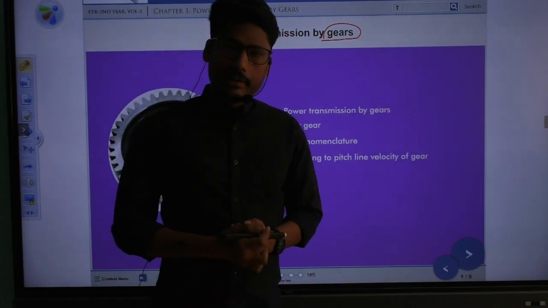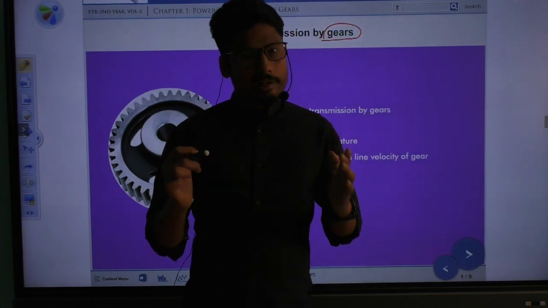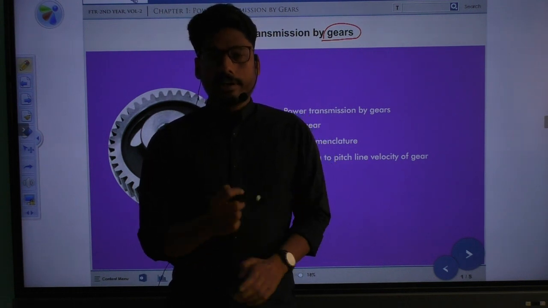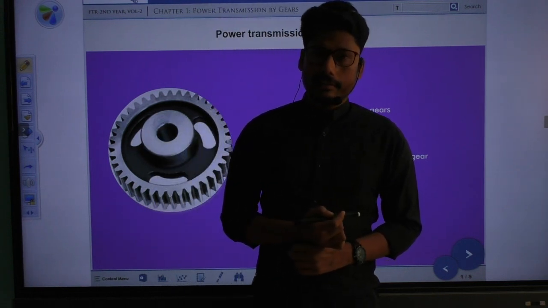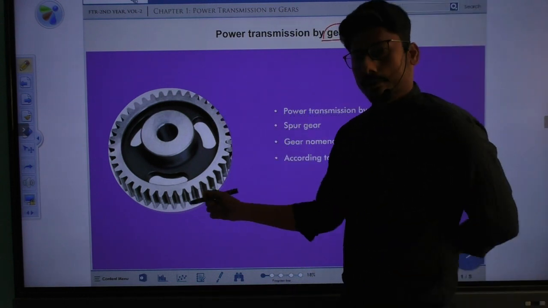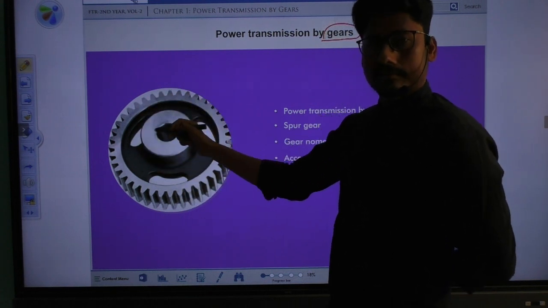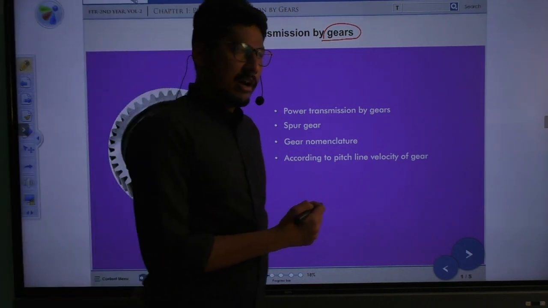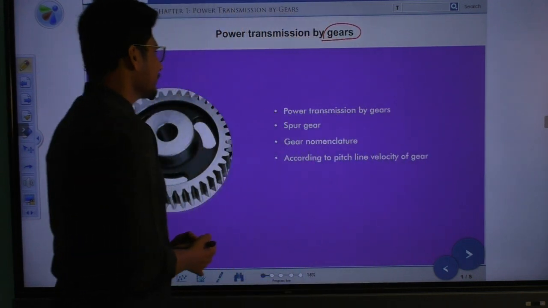So what are gears? Gears are important mechanical rotating elements which can transfer power. A gear is a metallic wheel which consists of a number of equispaced teeth on its circumference, as you see in this figure. So how do we use this gear, and what are the important terminologies? Let's discuss this one by one.